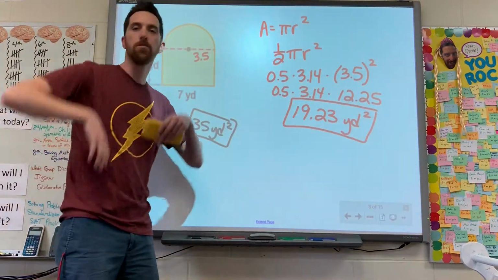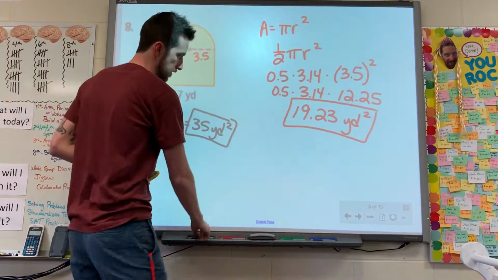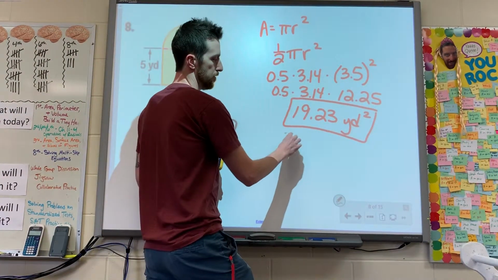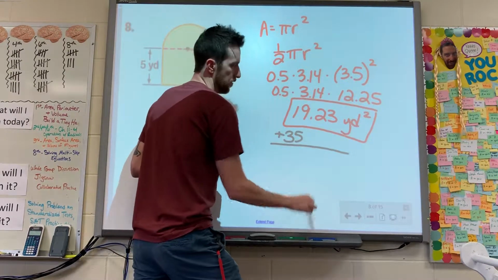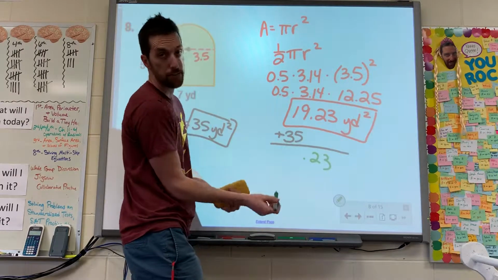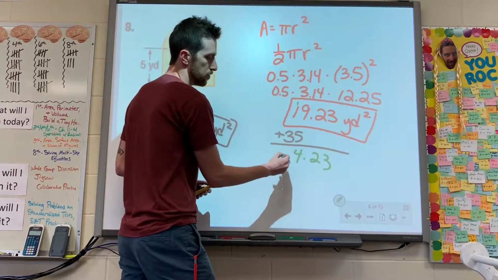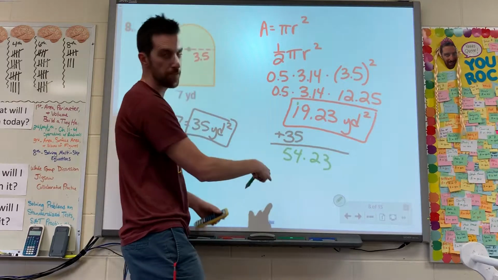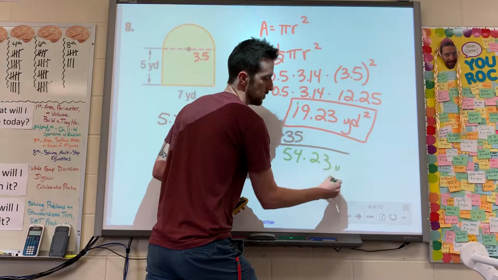But again, we want the whole thing, so we gotta add them together. Plus 35. We got the 0.23. 9 plus 5 is 14. Carry the 1, 2 plus 3 is 5. So we got 54.23 square yards.